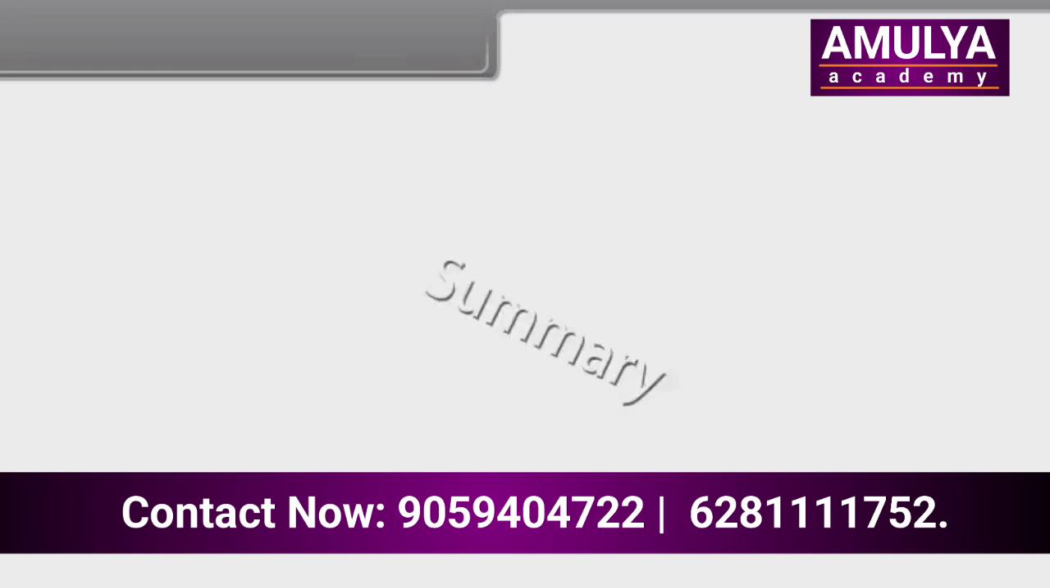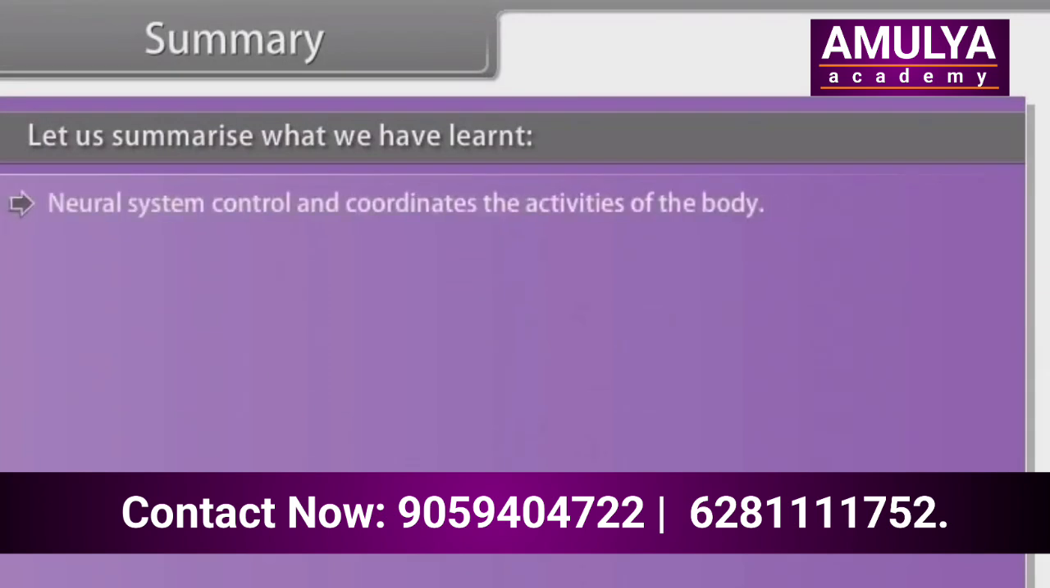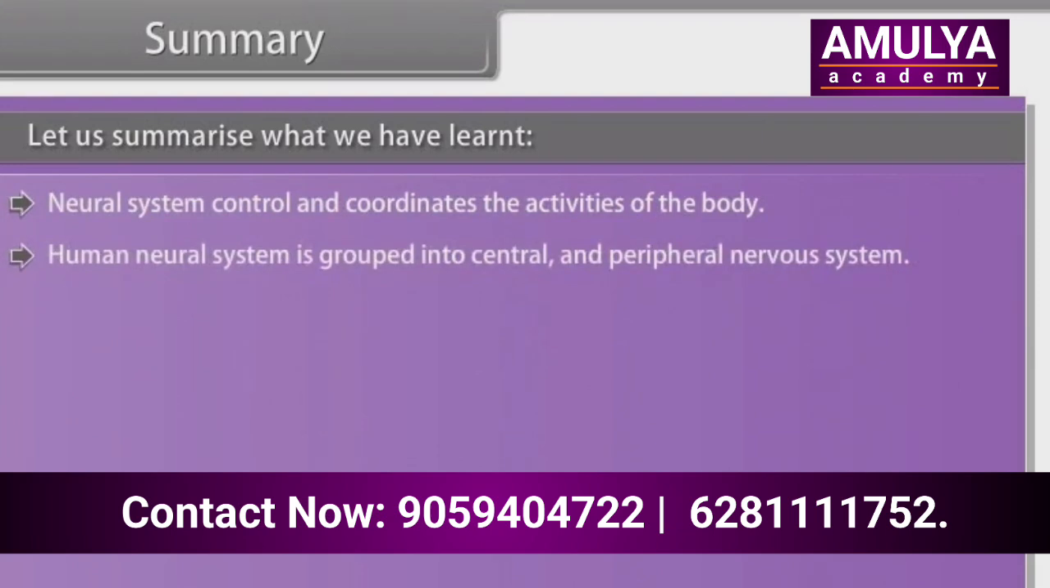Summary. Let us summarize what we have learnt. The neural system controls and coordinates the activities of the body. The human neural system is grouped into the central and peripheral nervous system.